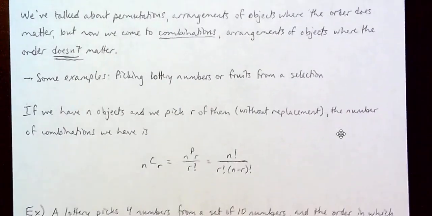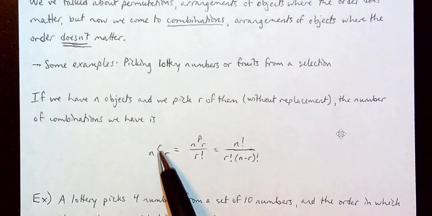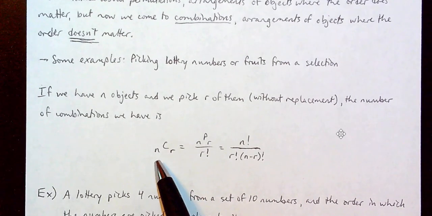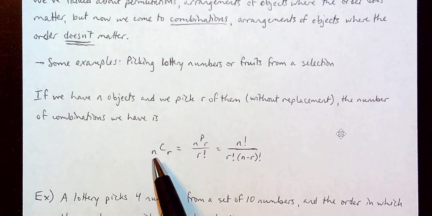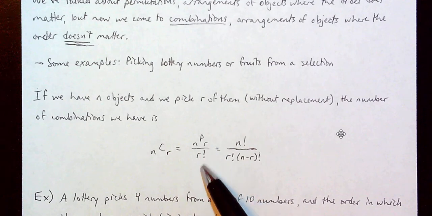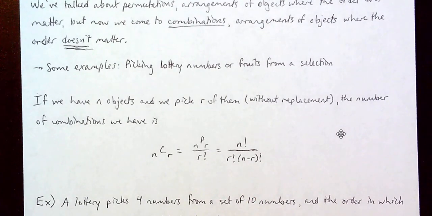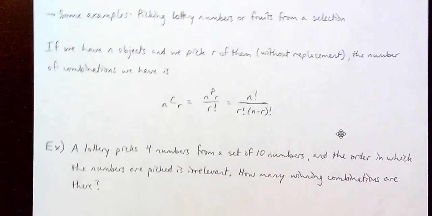So if we have n objects, and we're going to pick r of them, and we are not replacing them, we're not going to put them back after we pick them, the number of combinations that we can have is denoted by nCr. This is a little bit different from the previous video where we had nPr. By definition, this is nPr divided by r factorial. In terms of just n and r, it's n factorial divided by r factorial times (n minus r) factorial.